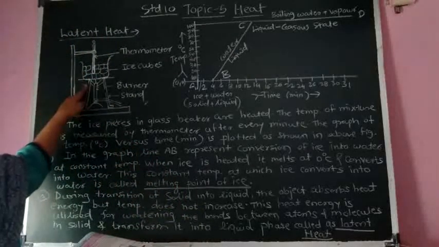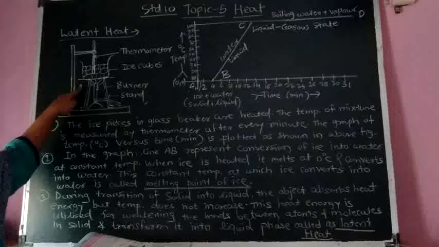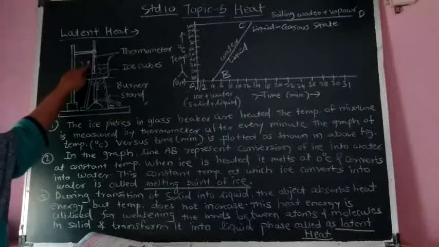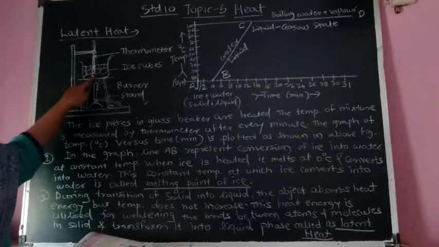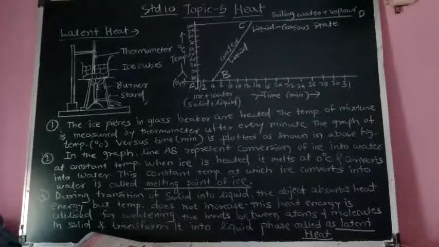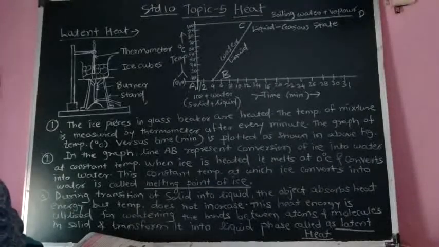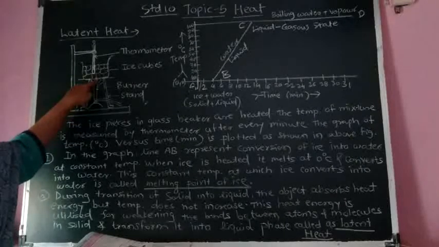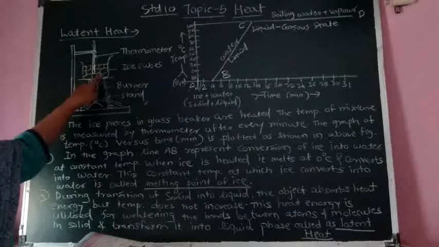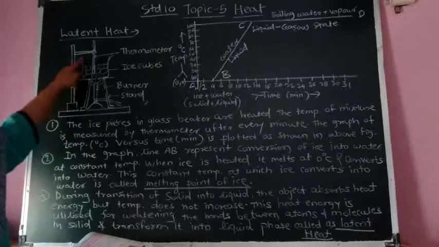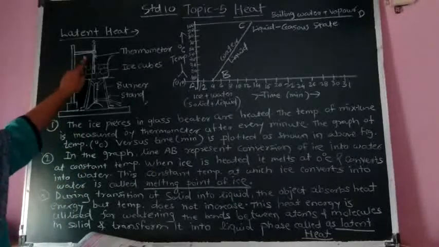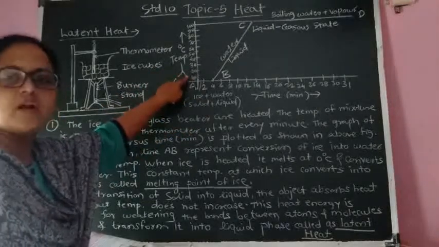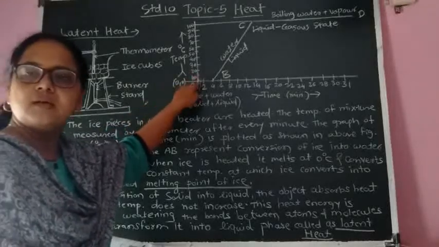Ice cubes or ice pieces are taken in a glass beaker. Heat is supplied with the help of a burner. Then you can see here, this is the thermometer which is placed in this mixture to record the temperature. After every minute, we record the temperature on this thermometer. When we supply the heat, ice melts into water, and after further heating, this water starts to boil, and the thermometer shows a rise in temperature. So when we plot the graph of temperature versus time, we will get such a type of graph. We have to explain this graph.